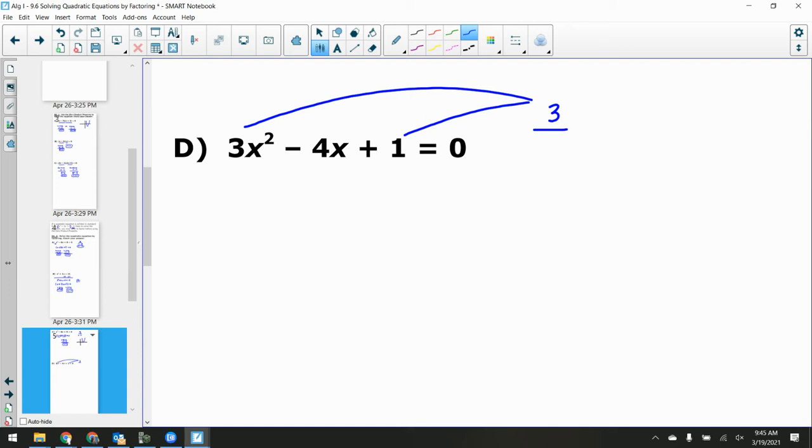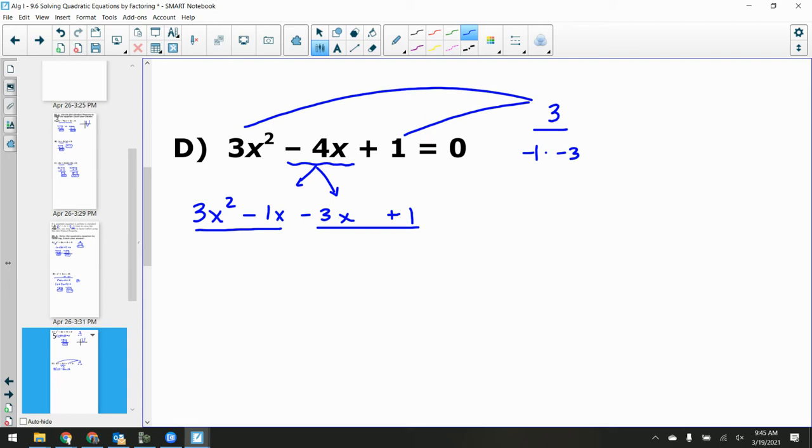Negative 1, negative 3. It doesn't matter the order. And now we leave our first term and last term the same. 3x squared and the plus 1 sitting out on the end. That stays the same. What changes is this middle term. So we say minus 1x minus 3x. And now we factor by grouping.